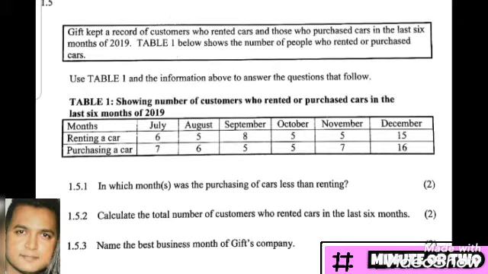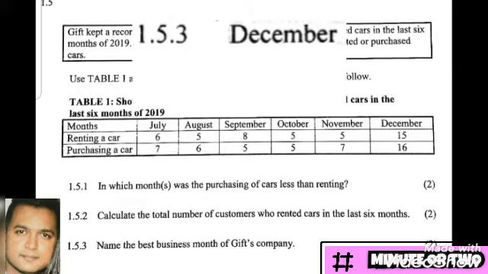1.5.3, name the best business month of GIF's company. The company will do well if a lot of people rented cars and a lot of people purchased cars. So the only month that reflects this is December. So our answer would be December.